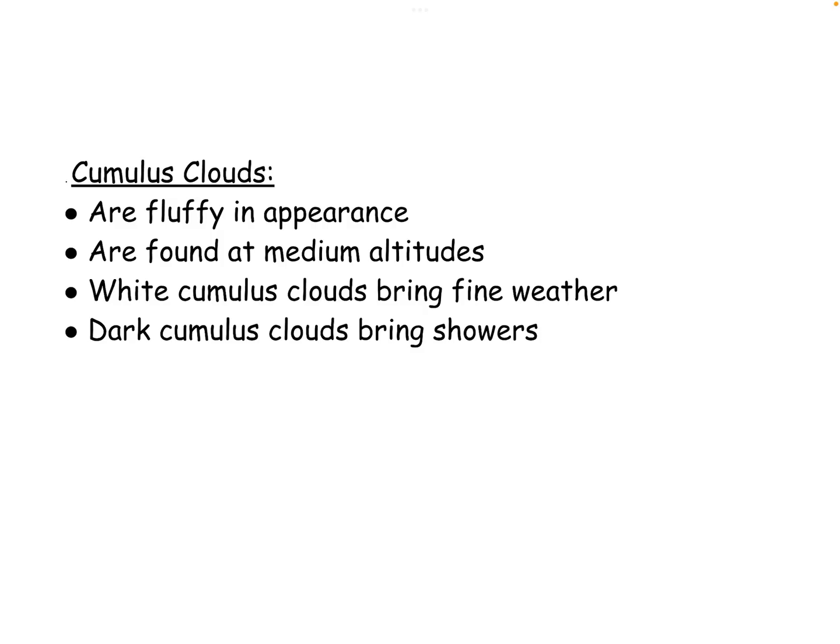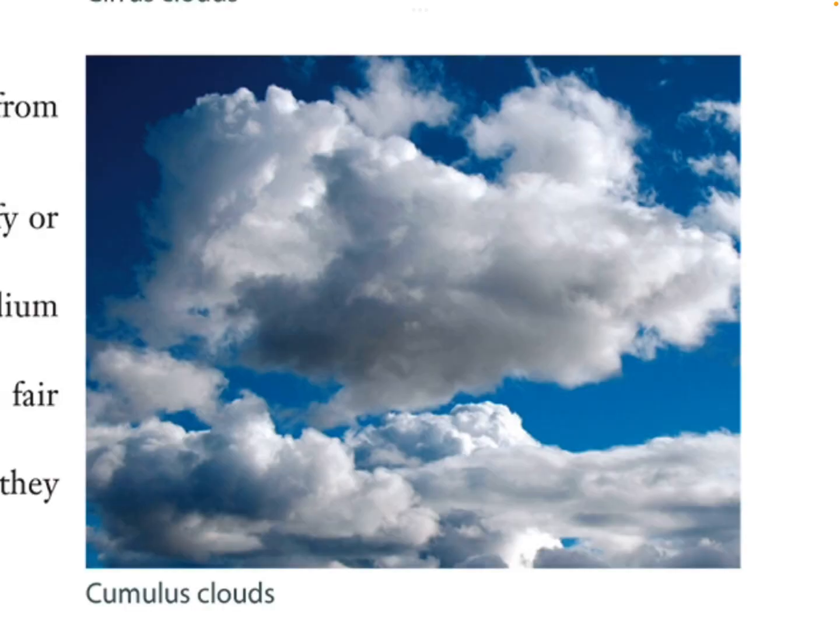Okay. The second type of cloud is a cumulus cloud. Cumulus clouds are very fluffy clouds. There's 2 different varieties. Well, they're both found anyway in medium height in the sky. So cumulus clouds are very fluffy and they are found at medium height in the sky.